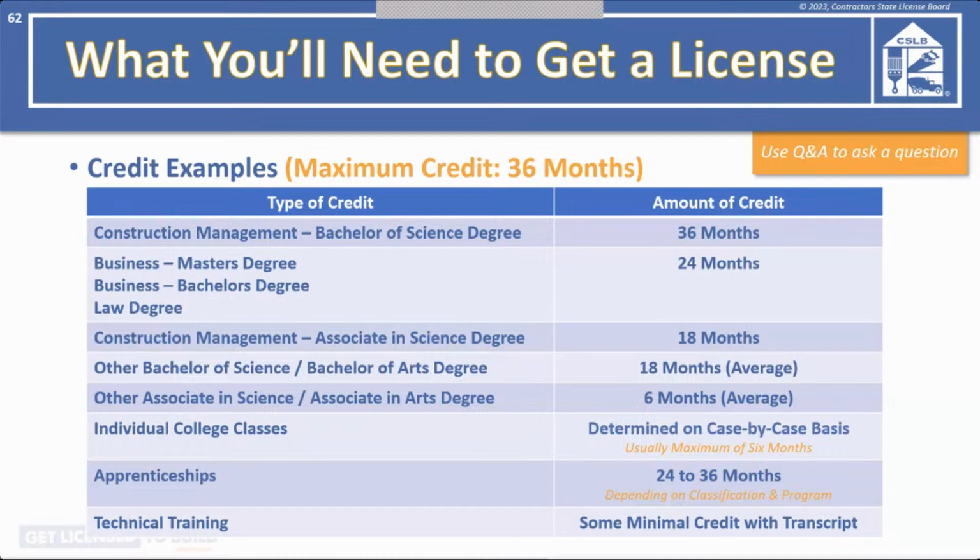I have a BS in finance. Will 1 year of work experience as a journeyman be sufficient, or will I need 2 years of work experience? As stated in our presentation, we do not recommend putting all your eggs in one basket pertaining to your education. Again, it's going to depend on what classification you're applying for, and when we review your completed sealed transcript, how much experience we're going to be able to give you. We cannot predetermine that for you at this moment.